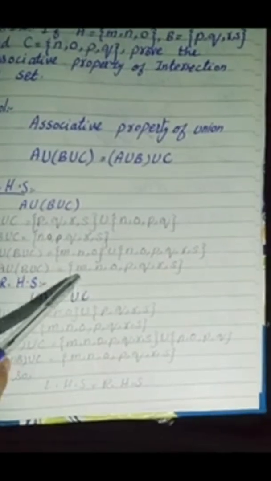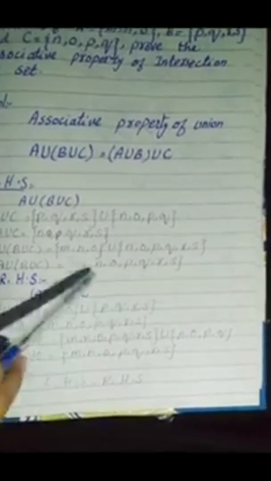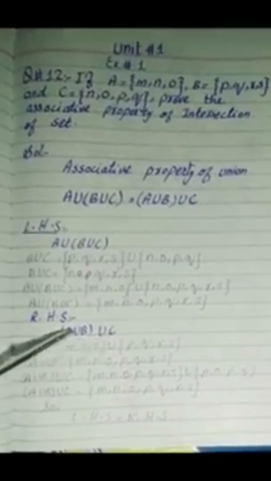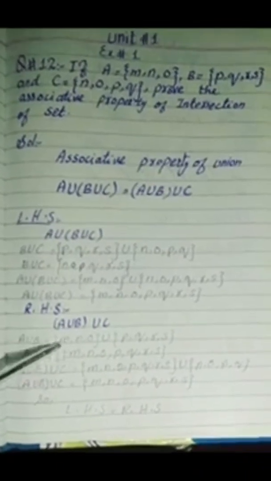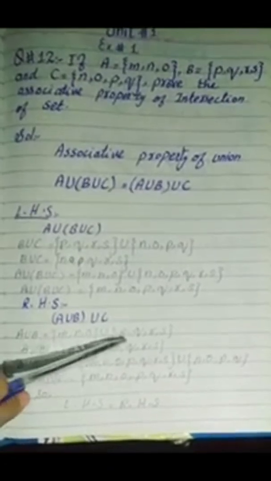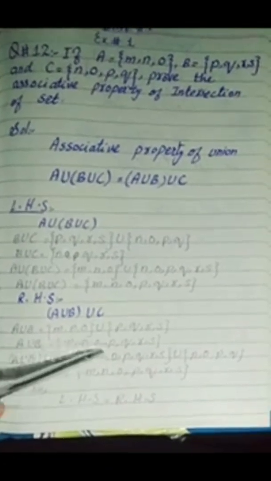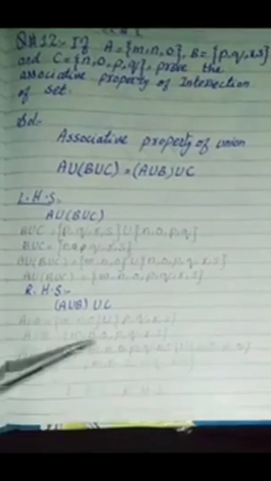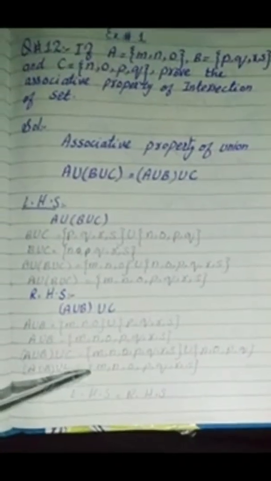Now A union bracket B union C, A we have MNO, union B union C we have NOPQRS, and the union of both sets is MNOPQRS. Right hand side, bracket A union B bracket union C. Firstly we solve the bracket A union B, which is A is MNO, union B is PQRS, and the union of both sets is MNOPQRS. Now union with C, C is NOPQ, and the union of both sets is MNOPQRS. We can see that the left hand side is equal to the right hand side, so the associative property of union is proved.